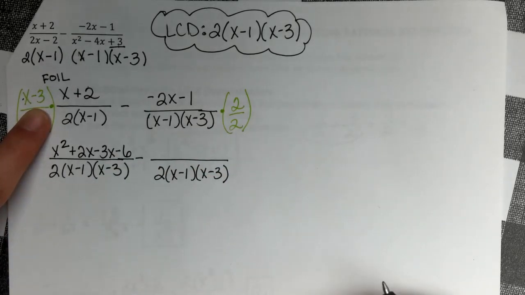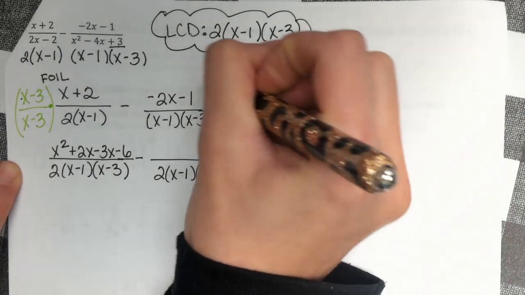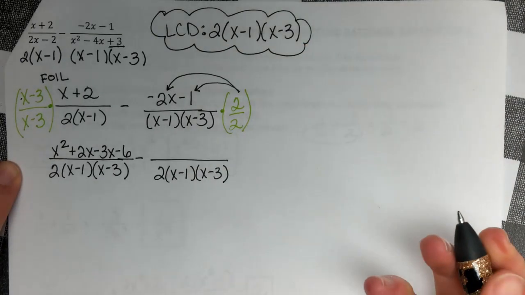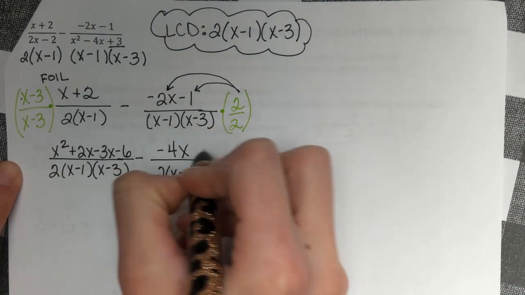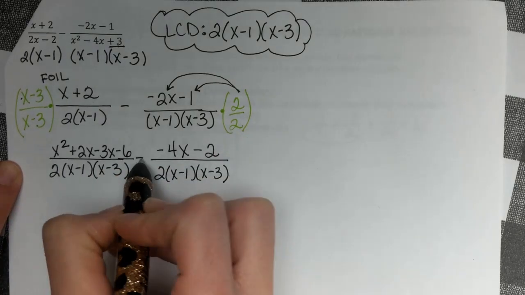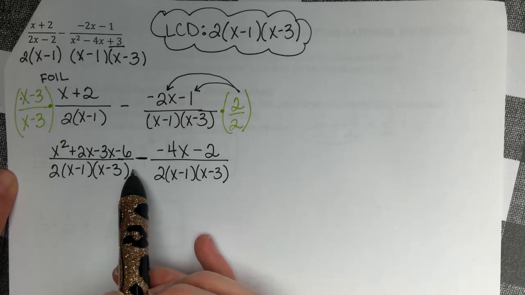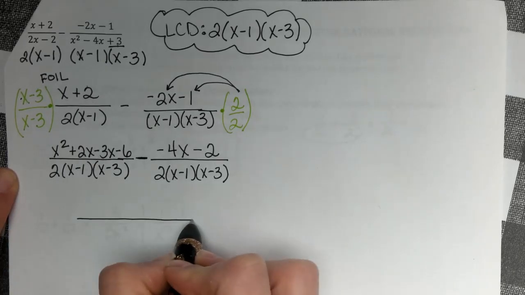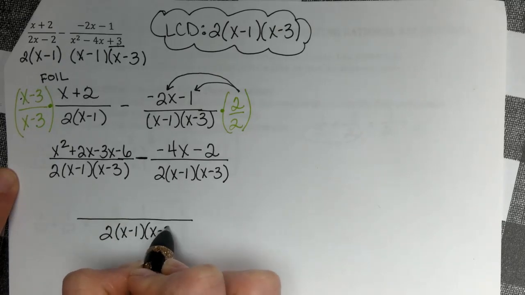Okay? And then when I'm taking this 2, I'm distributing it to both of those terms. So that gives me a negative 4x minus 2. And don't forget this is a minus in front. Okay? So what I need to do is put it all over the same denominator and combine my numerators.